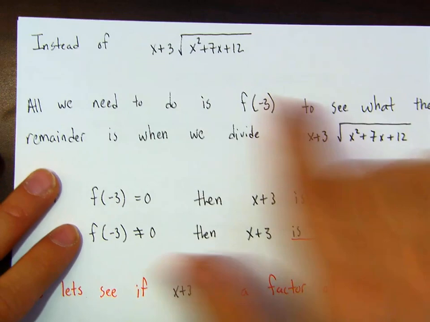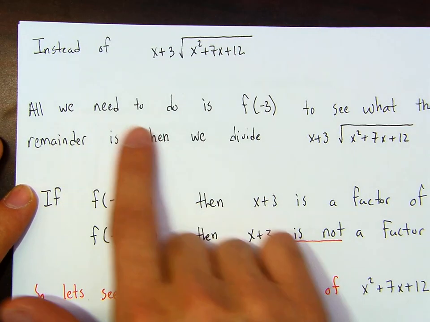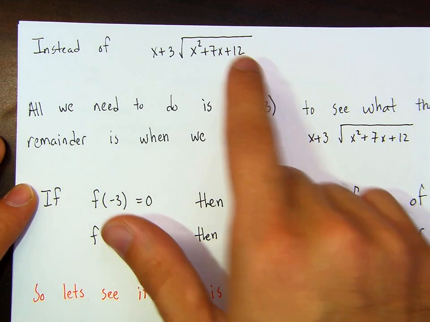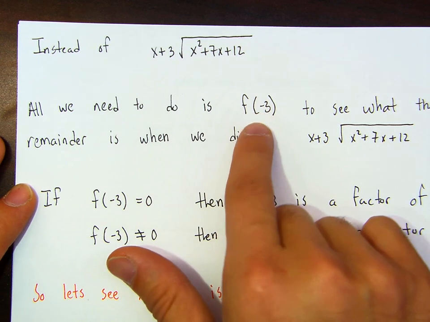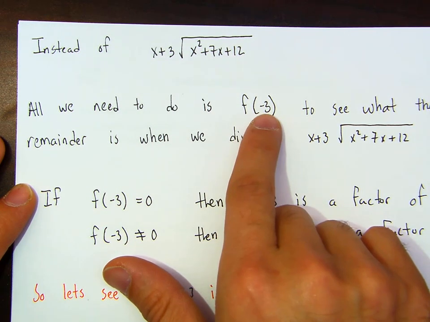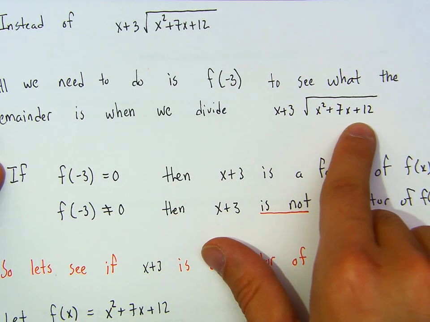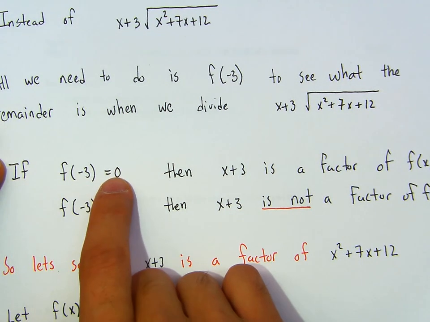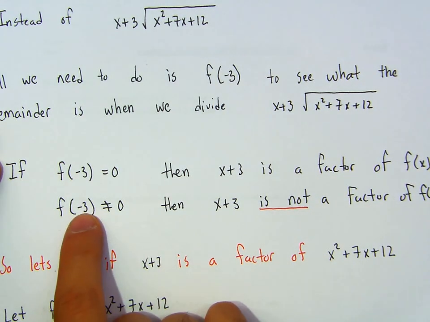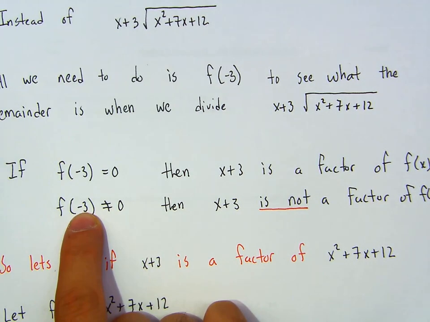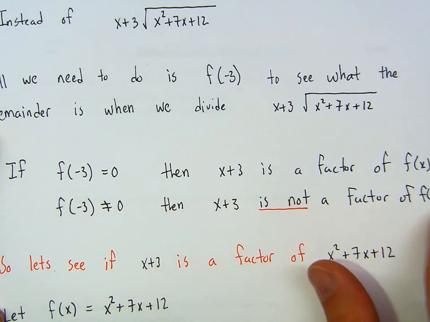Instead of dividing this polynomial like this to see if we get a remainder 0, all we need to do is plug in the opposite of that positive 3. So here, if I have x plus 3, all we need to do is plug in f of negative 3 to see what the remainder will be when we divide x plus 3 into this. So if we do f of negative 3 and you get 0, then x plus 3 is a factor of f of x. If you plug in negative 3 into this and you don't get 0, if it's not equal to 0, then x plus 3 is not a factor of f of x.